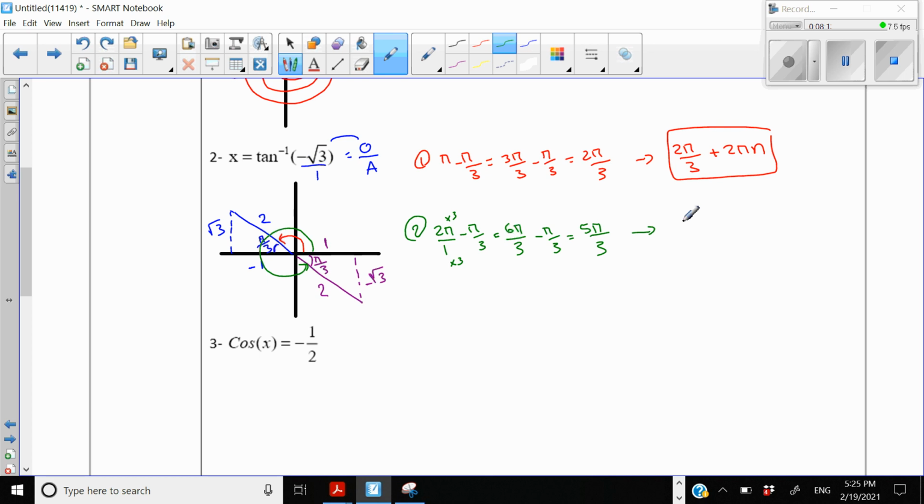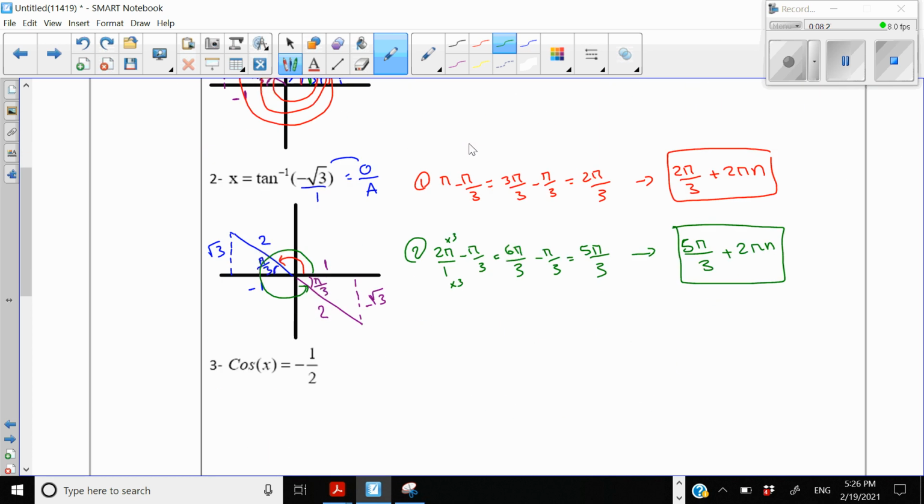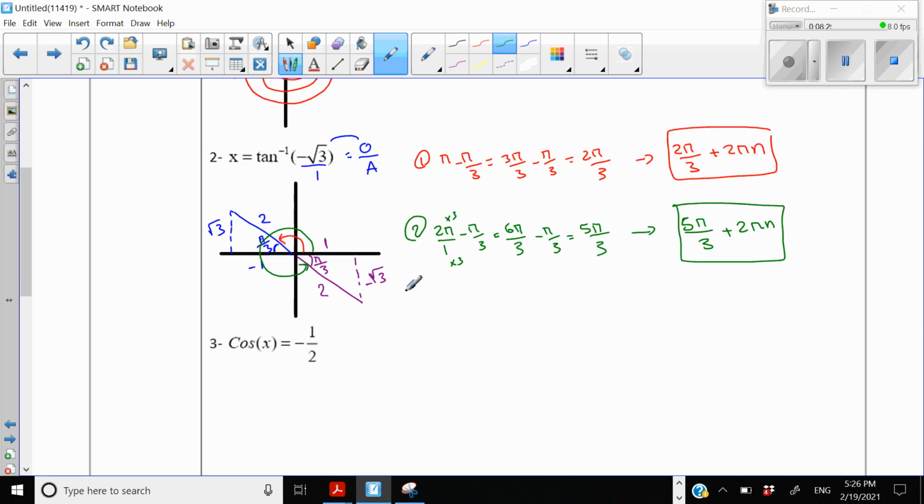I'm going to change this one as a general solution again. Just add 2 pi n. Okay, so these are the general solutions. Now if it's asking us to find the first 3 positive values, so I'm going to say if n equal to 0, then the values are going to be 2 pi over 3 and 5 pi over 3 because n is 0, so these two will just cancel.